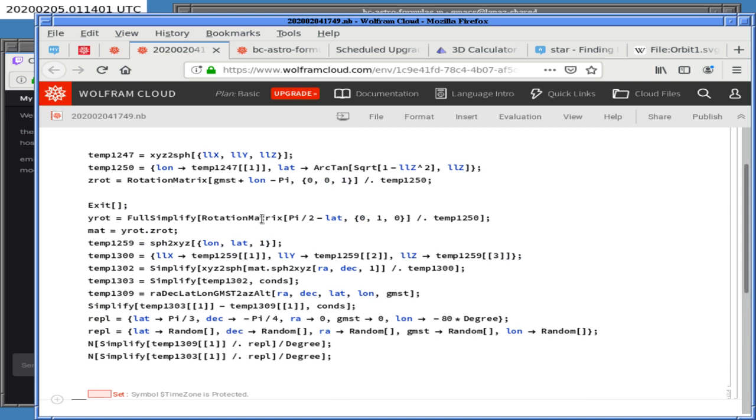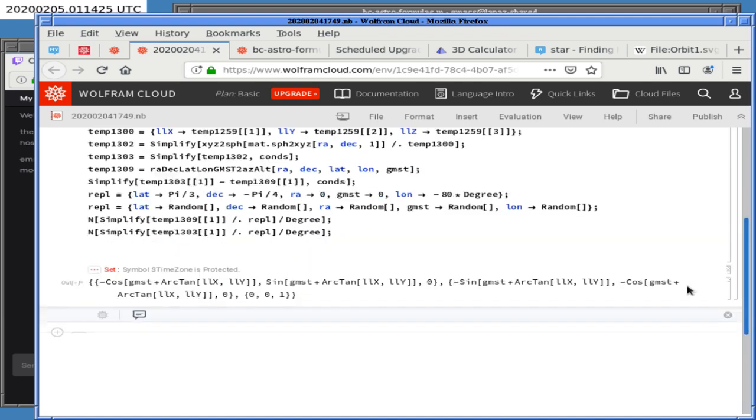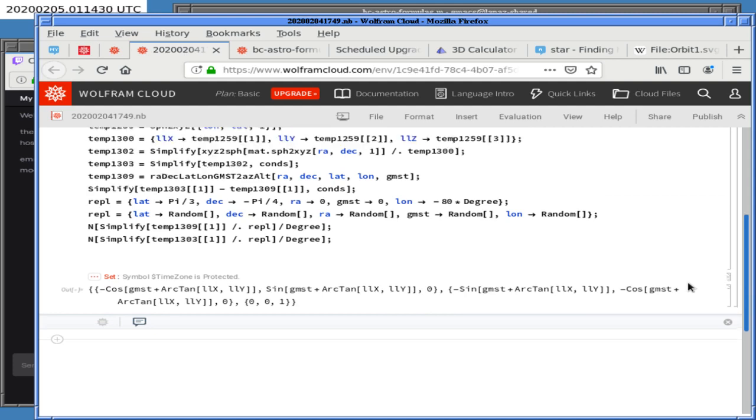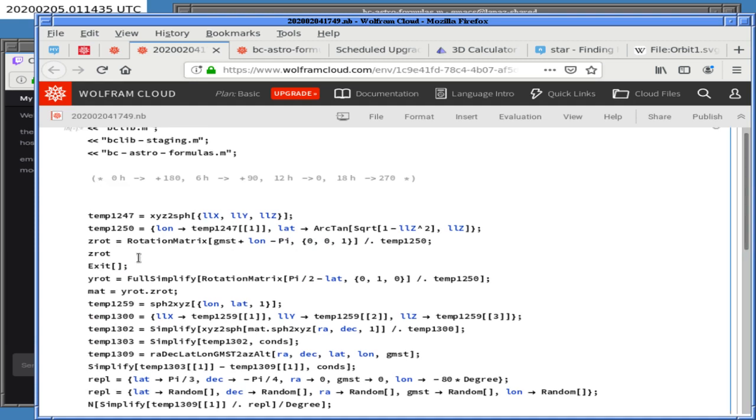Let me check my Mathematica to see if there really is an exit symbol. Oh yeah, so Exit actually does terminate a Wolfram Mathematica session. Let me put in zero here to see what happens. I really don't think this is going to work, but it would be great if it did. Well, okay. Okay, that's kind of cool actually. So we can actually abort early if we have to.